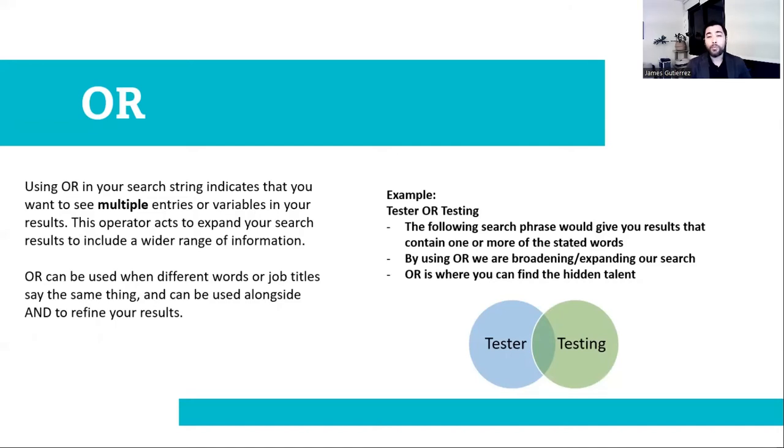Another example would be for human resources. Human resources could be spelled out as human and resources, or it could be shortened as HR. Depending on the person's profile, they could use one, both. We wouldn't be able to tell. So because people would write them in different ways, we want to include both of them so we can have maximum inclusion when we do our searches. OR is also very good at finding the hidden talent.